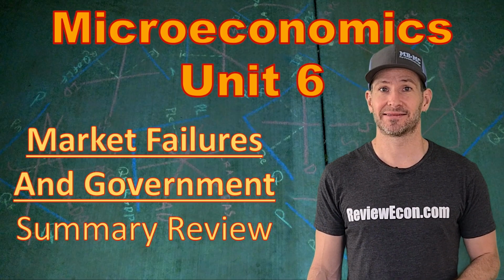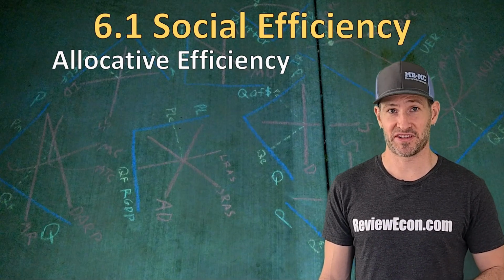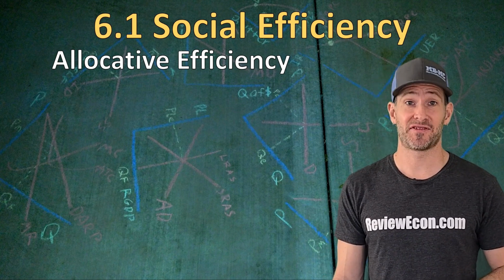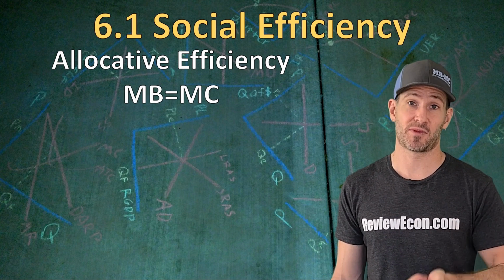Let's get into the content. Here we go again. The first thing I'm going to do is talk about allocative efficiency. You already learned about allocative efficiency in previous units. Allocative efficiency means that we are producing where the marginal benefit equals the marginal cost.